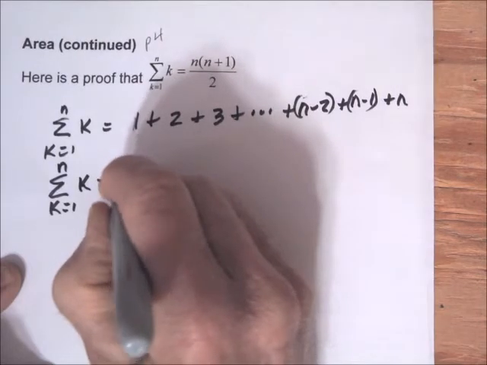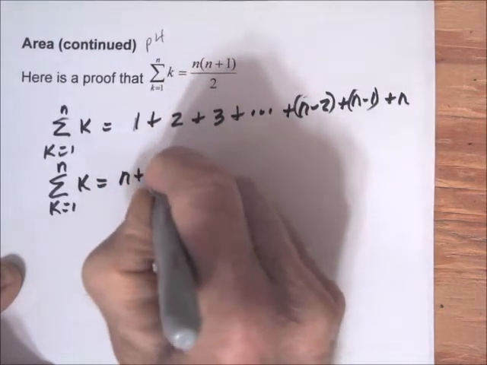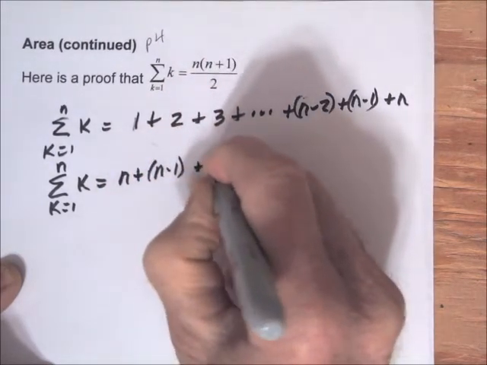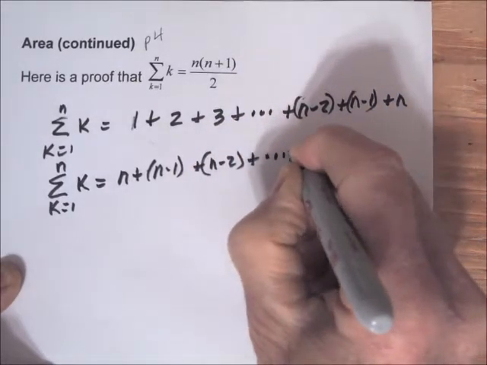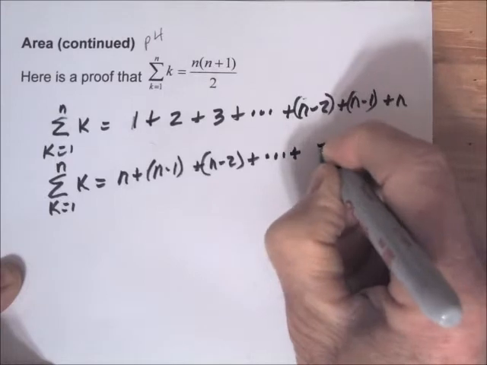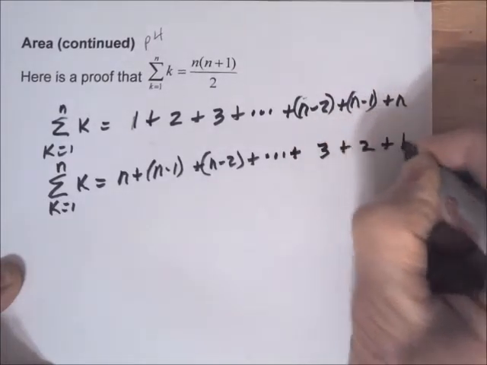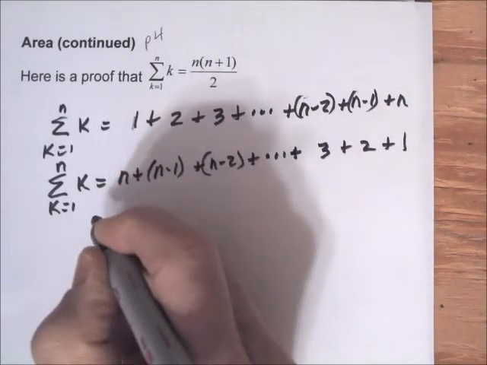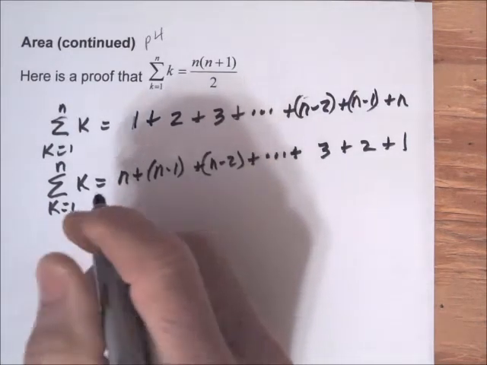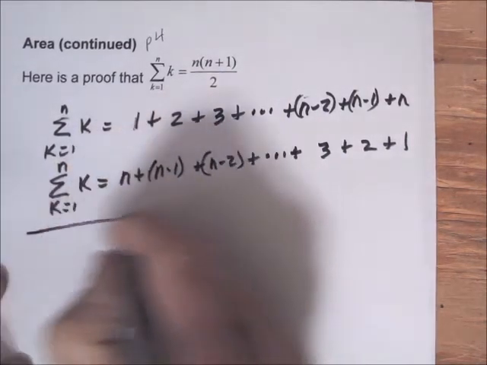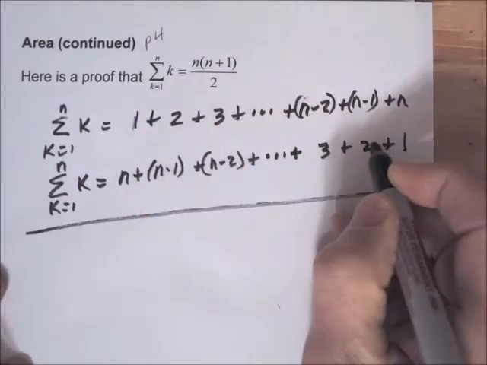This is going to be n plus n minus 1 plus n minus 2 plus etc., plus 3 plus 2 plus 1. So the order doesn't matter in addition. 1 plus 2 is the same as 2 plus 1 and so forth. So we can write this in reverse order.